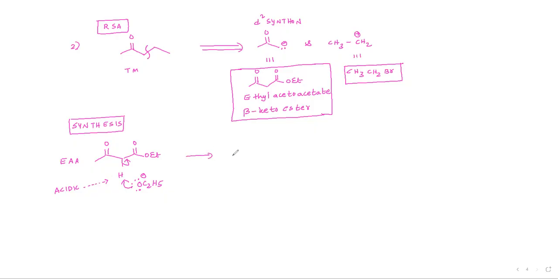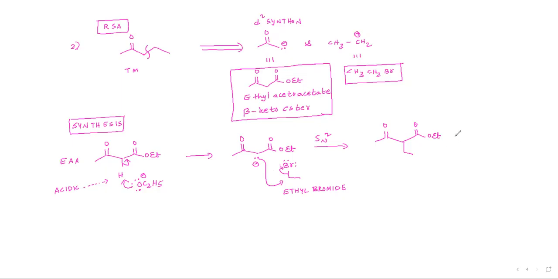Now this gives rise to CH minus C double bond O OEt. Now this is treated with C2H5Br, ethyl bromide, CH2CH3, and then this is nothing but an SN2 reaction. So CH3 C double bond O, CH, C double bond O OEt, and then this is CH2 CH3.